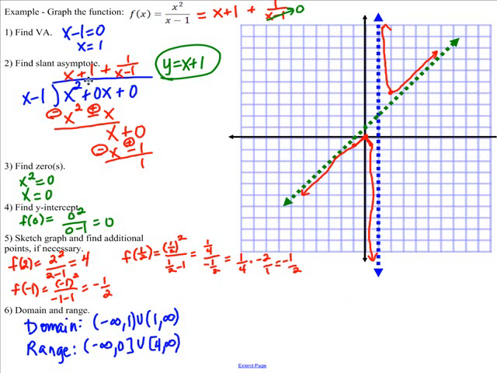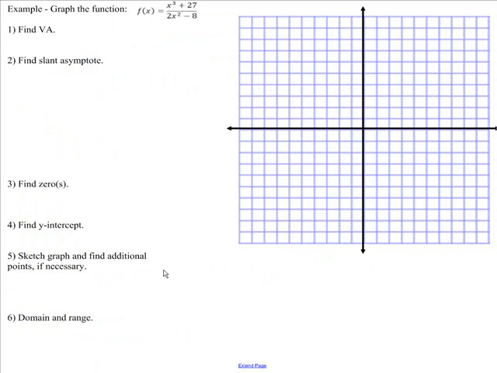Now let me take one moment to do just one more example of this because it's kind of new, so I want to make sure that you're comfortable with it. So here again we have an example of x cubed plus 27 over 2x squared minus 8. So we have the case where the degree of the numerator is exactly 1 more than the degree of the denominator, which tells us we have a slant asymptote.